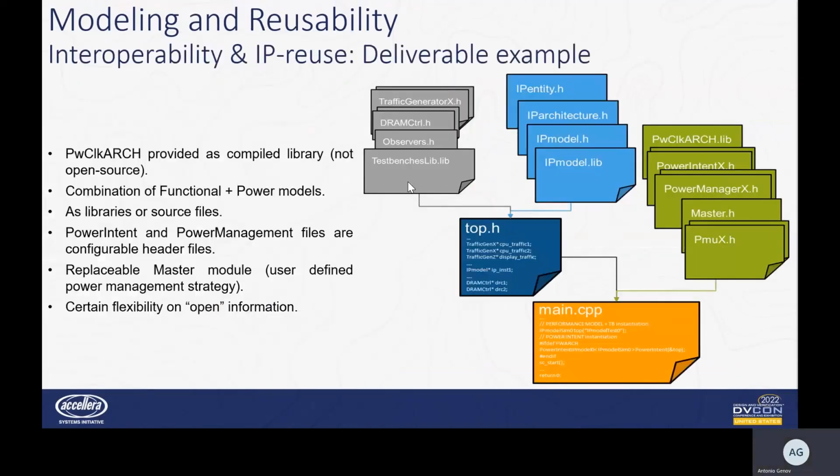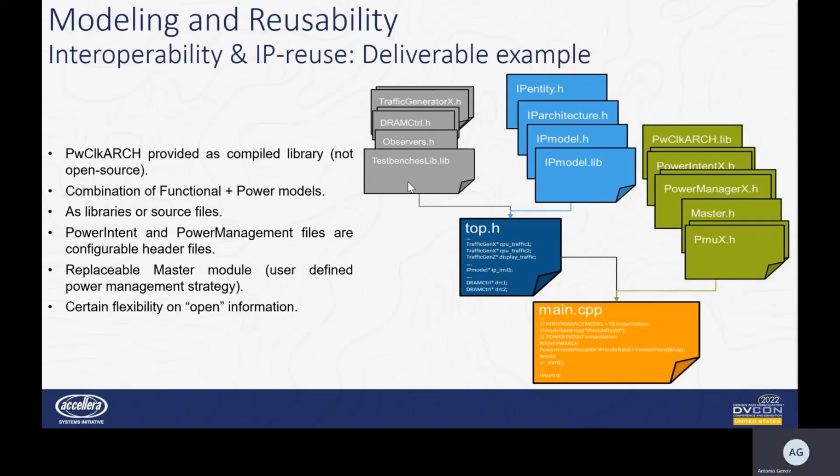The final deliverable is a combination of configurable and reusable IP model plus one or more power intent files plus one or more configurable power management files plus one or more configurable master modules and configurable PMU modules. The master module can be replaced with a user-defined one because the power management strategy can be defined differently for each device.